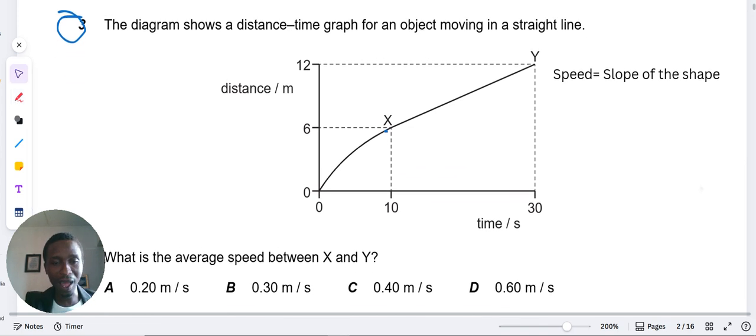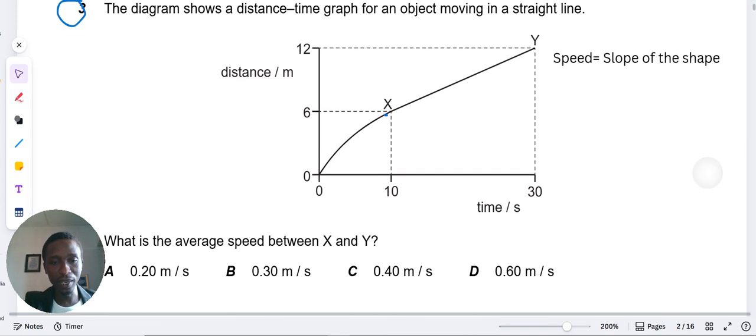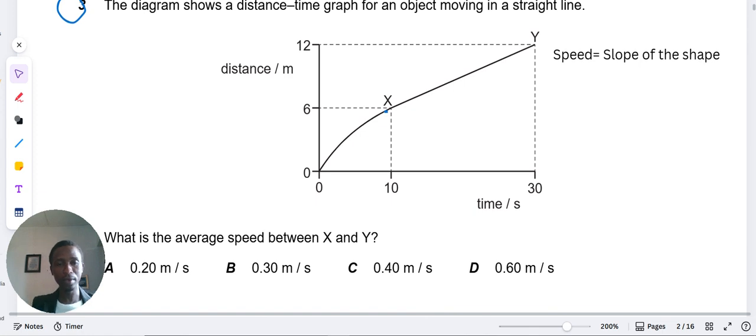What is the average speed between X and Y? Okay, so we have the options. Option A, 0.2 meter per second. Option B, 0.3 meter per second. Option C, 0.4 meter per second. And option D, 0.6 meter per second.